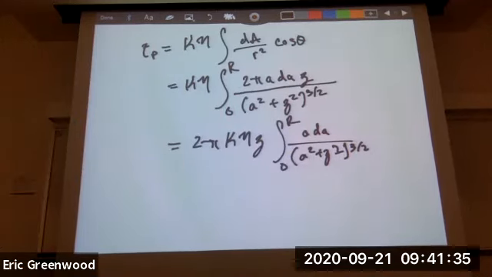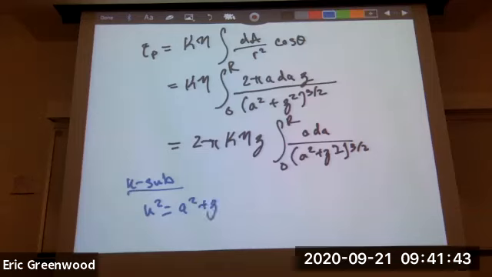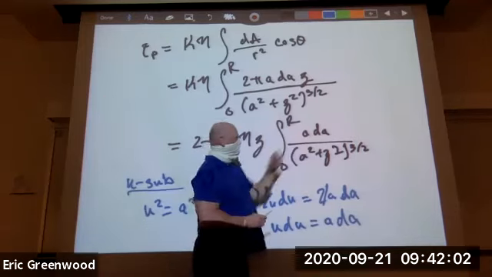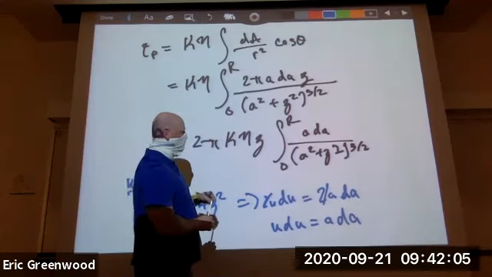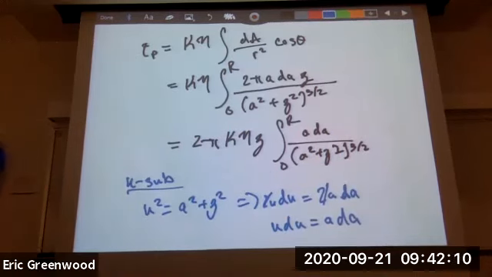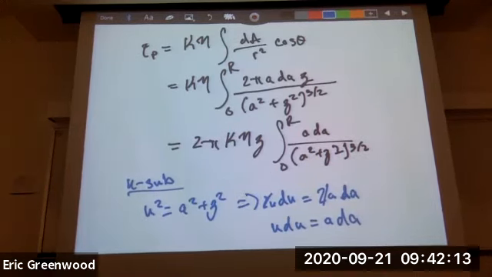So from here, we're going to do U substitution. For U sub, we're going to say that U squared is equal to A squared plus Z squared, which means that 2U du is equal to 2A dA. So the 2's are going to cancel. So finally, I get U du is equal to A dA, which means this A dA here is going to be simply equal to U du. Down here, this is going to be the same thing as U squared to the 3 halves power, which is the same thing as U cubed.